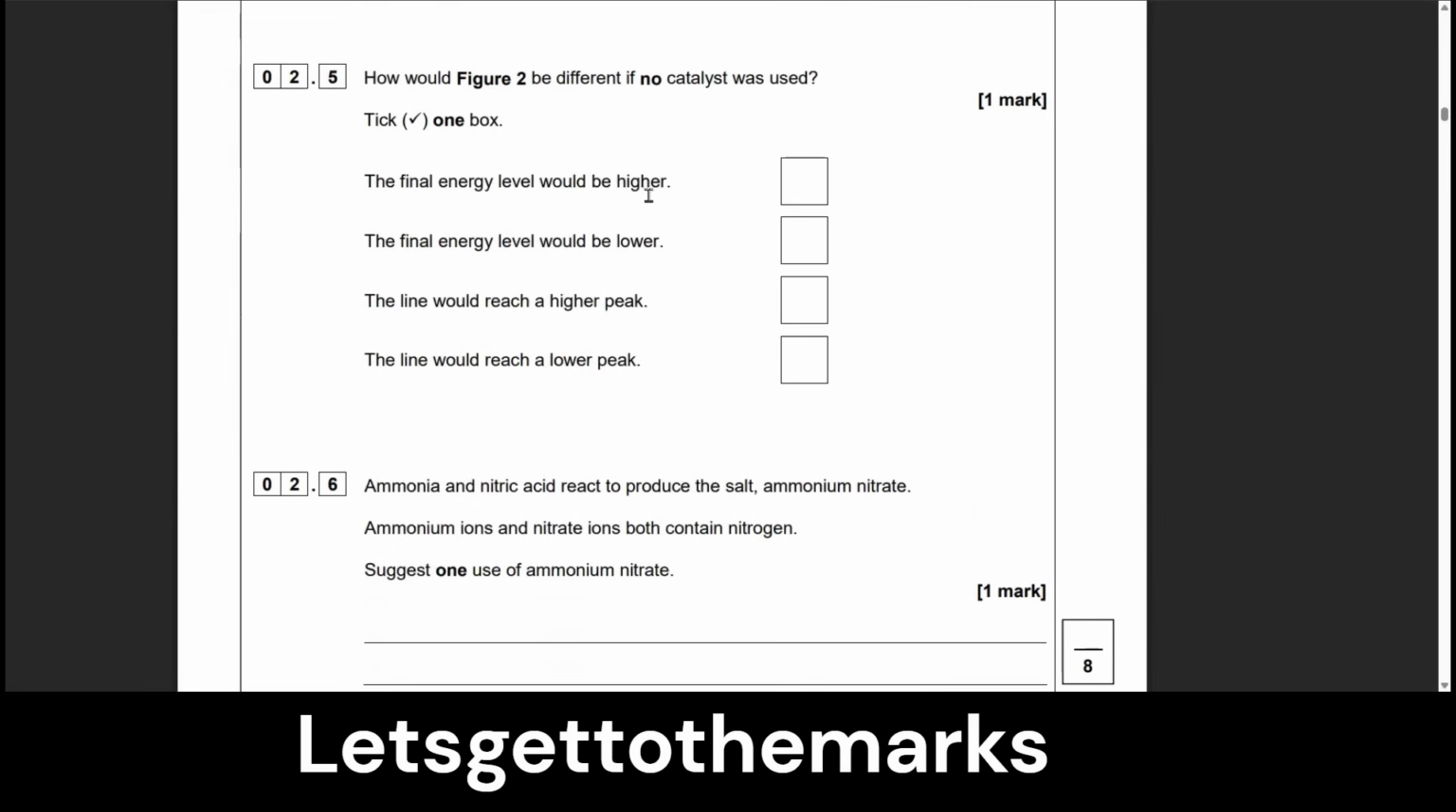So if there was no catalyst, the final energy level would be higher. The final energy level would be lower. The line would reach a higher peak. The line would reach a lower peak. So the answer, of course, is the line would reach a higher peak.